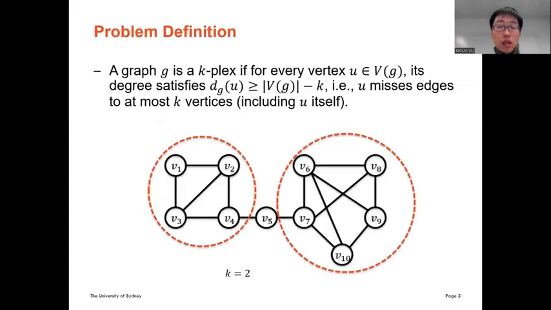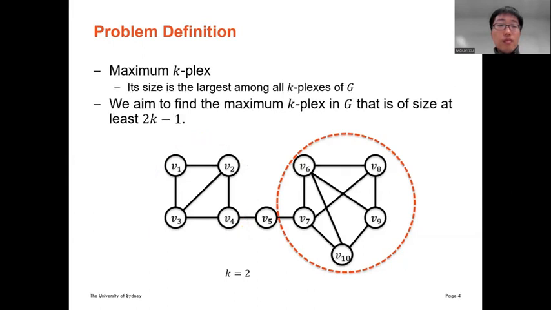So what is a K-plex? A K-plex is a graph where every vertex u inside this graph misses at most K vertices. For example, in this graph, the subgraph on the left is a 2-plex with 4 vertices, and the subgraph on the right is a 2-plex with 5 vertices. Our problem is to find a maximum K-plex, whose size is the largest among all K-plexes of G. We aim to find the maximum K-plex in G that is of size at least 2K minus 1.